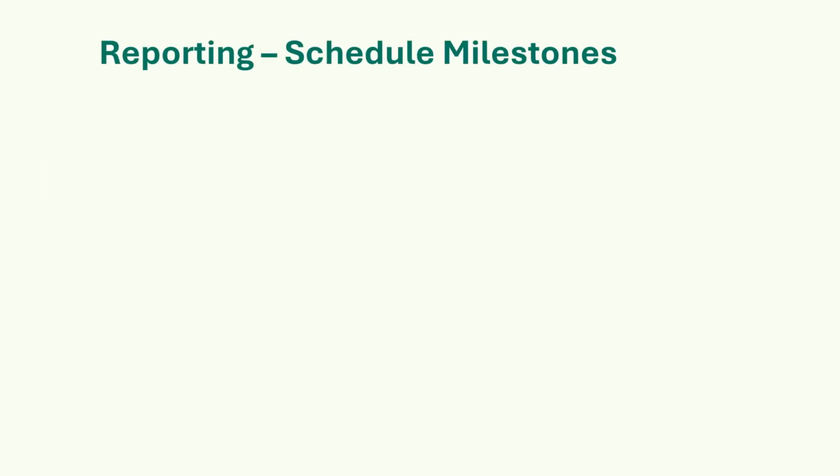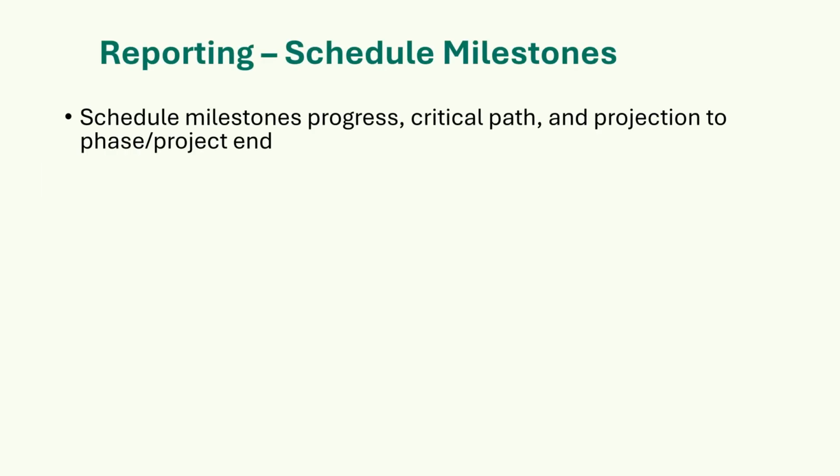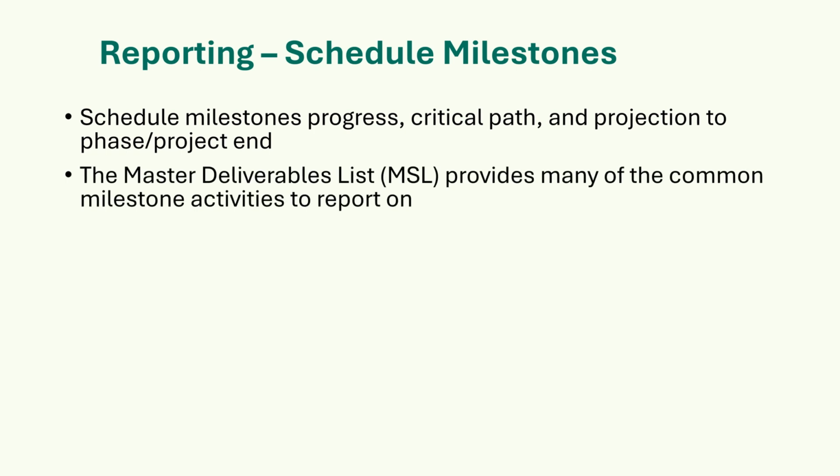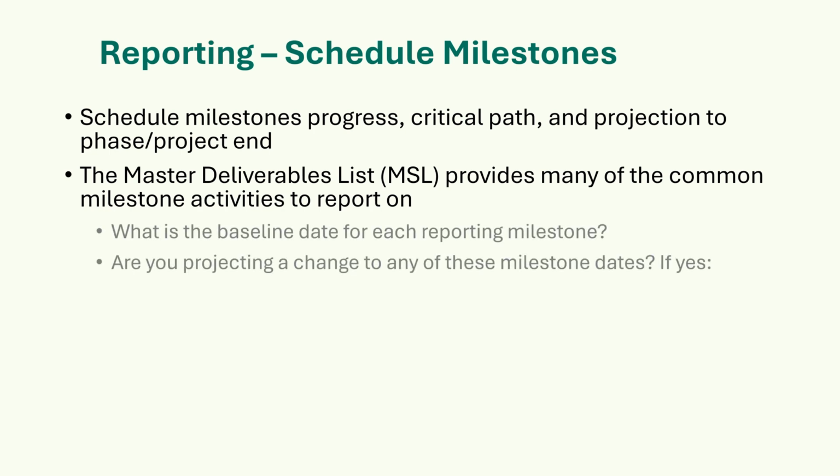Schedule milestones. Schedule milestones progress, critical path, and projection to the end of the phase or project. The master deliverables list provides many of the common milestone activities that you need to report on. What is the baseline date for each reporting milestone? Are you projecting a change to any of these milestone dates? If yes, why did it change? What is your new projected date?